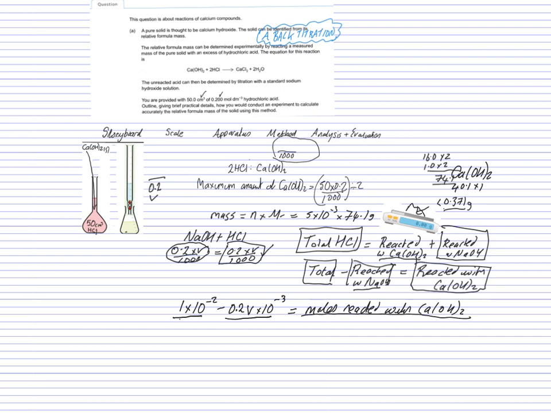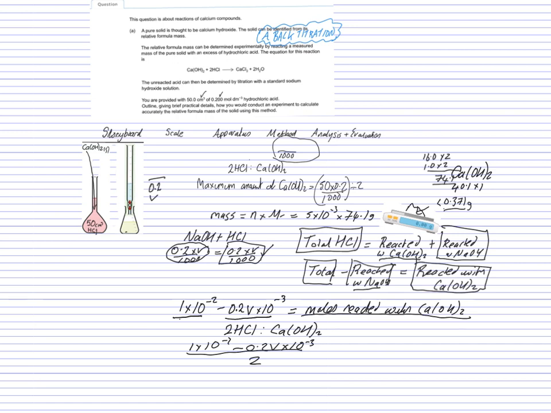that will give us the moles that reacted with the calcium hydroxide. And because the ratio is 2 moles of HCl to every 1 mole of calcium hydroxide, it therefore follows that the moles of calcium hydroxide is 1 times 10 to the minus 2, take away 0.2 times the volume from the sodium hydroxide times 10 to the minus 3 all over 2.